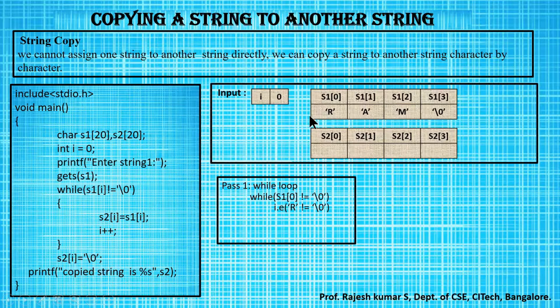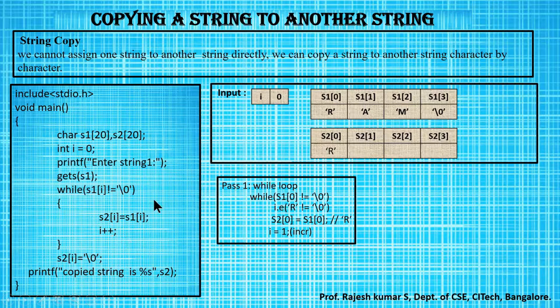While entering inside the while loop, this value should be stored at this location. So how do we write it? S2 of I is equal to S1 of I. The value present in this should be assigned to this. Here you can see the I value is 0. S2 of 0 is equal to S1 of 0. What is the value present in S1 of 0? R is present. R is assigned to S2 of 0. First, the assignment takes place. You can see here the value R gets inserted in S2 of 0. Then the increment takes place. Now, when I increment, the I value will become 1.